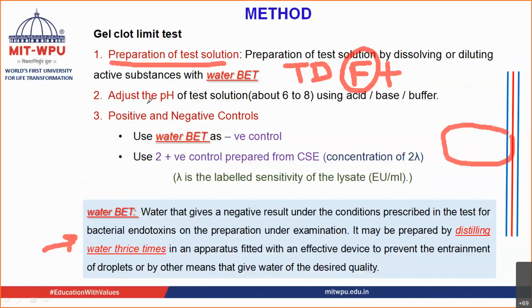In the second step, you are going to adjust the pH of the test solution you have prepared from your formulation to about 6 to 8. For this, if it is alkaline, then you are going to use some acid.